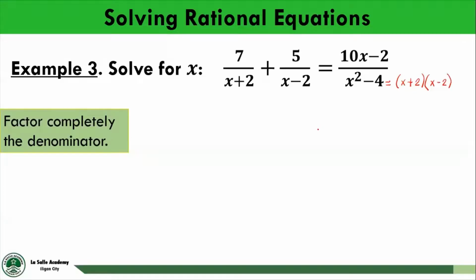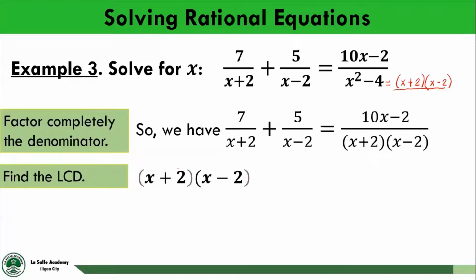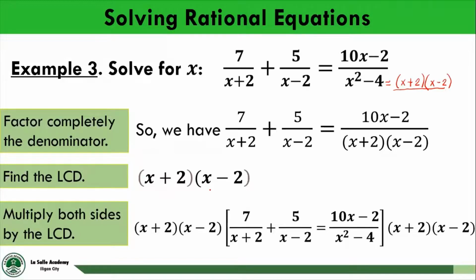Just review how to factor a polynomial. So I factor this x squared minus 4 into its corresponding factors: x squared minus 4 is equal to the quantity x plus 2 times x minus 2. Now we need to find the LCD. Our LCD is the quantity of x plus 2 and the quantity of x minus 2. Our third procedure is to multiply both sides by the LCD. So we have now this equation.